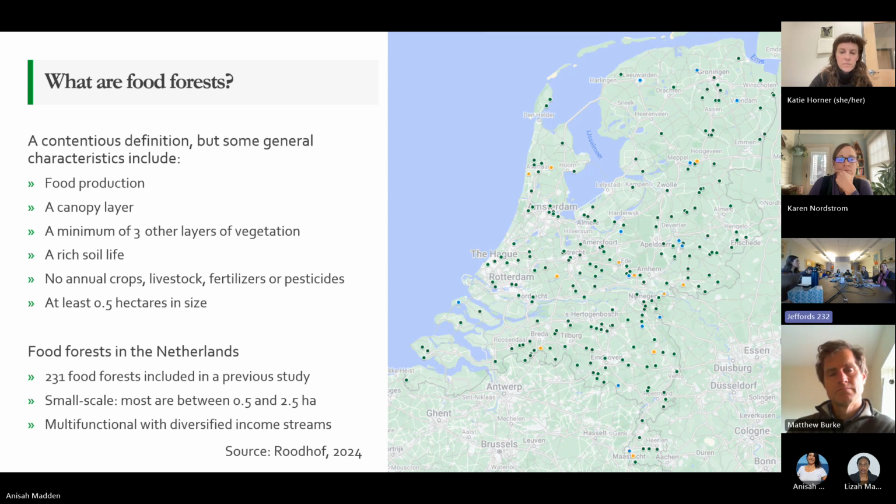And that includes that it must really be food production. So you can't just have a food forest and not produce any food. Then you're not a food forest. It needs to have a canopy layer, a minimum of 3 other layers of vegetation, and a rich soil life. More importantly, it doesn't have any annual crops, no livestock, so no silvopastoralism, and no fertilizers or pesticides. And it needs to be at least half a hectare in size. And I'm not sure what that is in acres. I always forget whether a hectare is smaller than an acre or bigger.